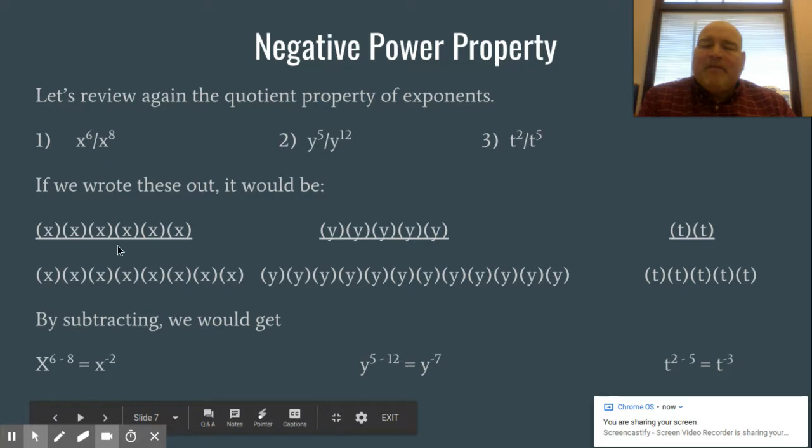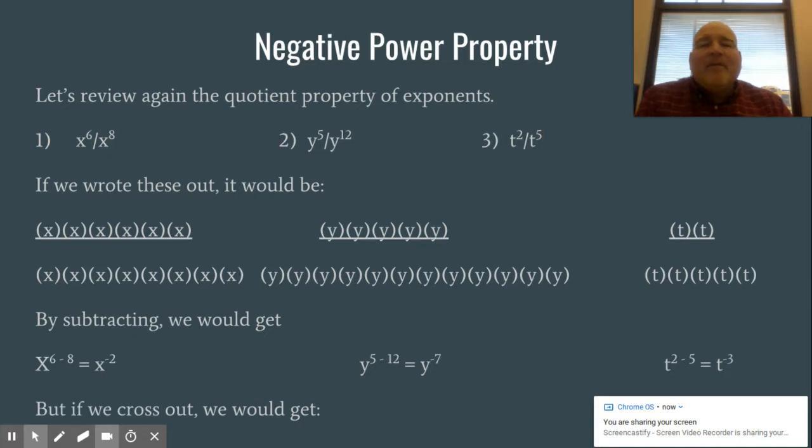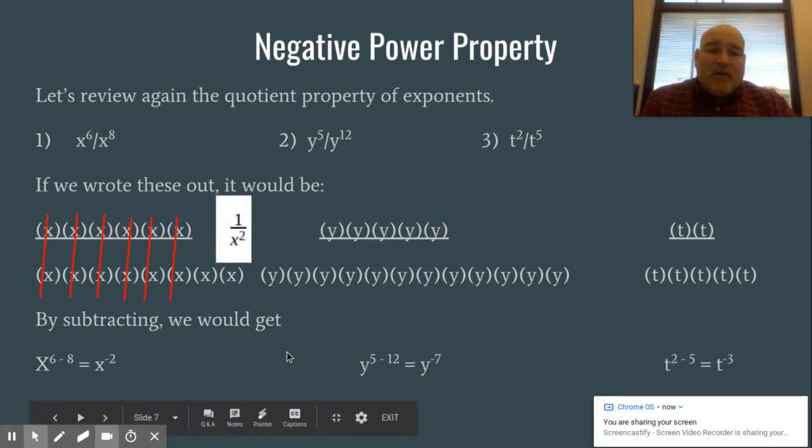6 minus 8, this would be x to the negative 2. The middle one would be y to the negative 7. And the last would be t to the negative 3. But if we cross out, because remember we can cross out factors that are the same in the numerator and denominator, look what happens. Cross out a pair of x factors, another pair of x factors. And as we keep going, notice that what we have left, we have just 2 factors of x that happen to be in the denominator. So this will become 1 over x squared.